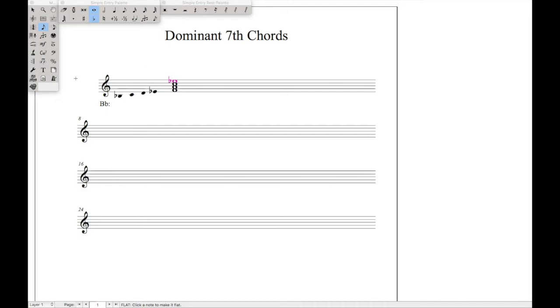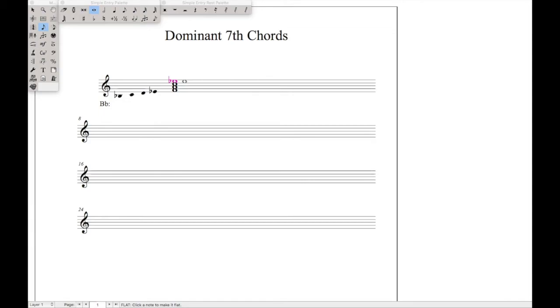And let's see if we've filled all our parameters here. We know that a 7th chord is going to have 4 different notes. It's going to have a root, which is F. It's going to have a 3rd, which is A. It's going to have a 5th, which is C. And it's going to have a 7th, which in this case is E, and E flat specifically.